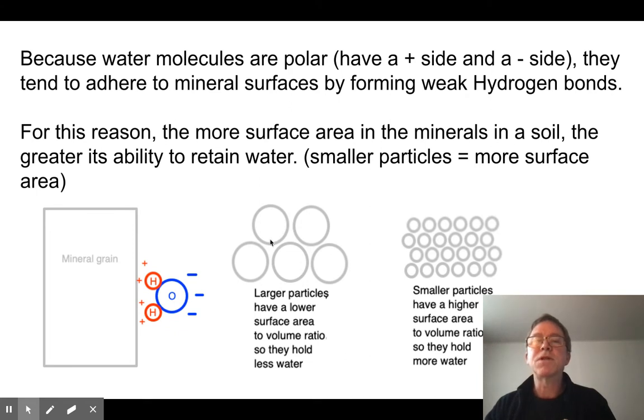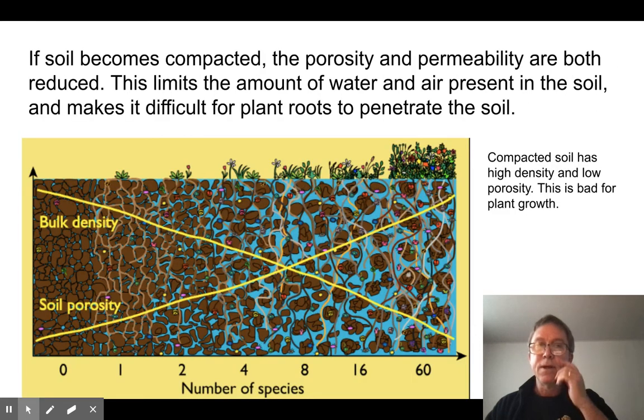So therefore, there's much less water retention here than there is here. The point is, the smaller the particles, the more surface area, the more water retention we're going to get. Now, I love this graph here because it sort of shows how this all comes together.